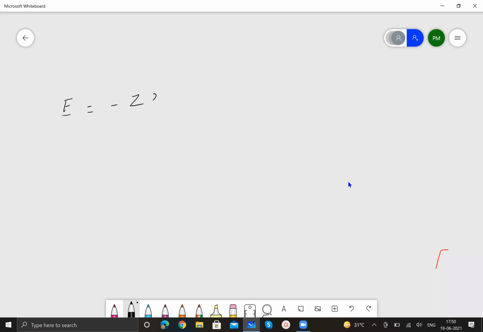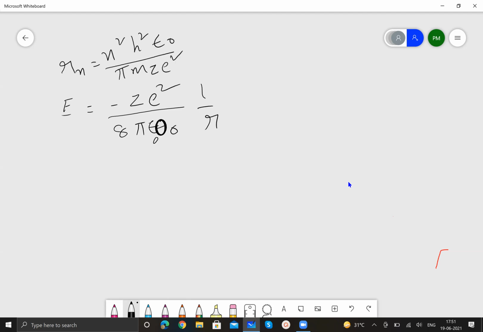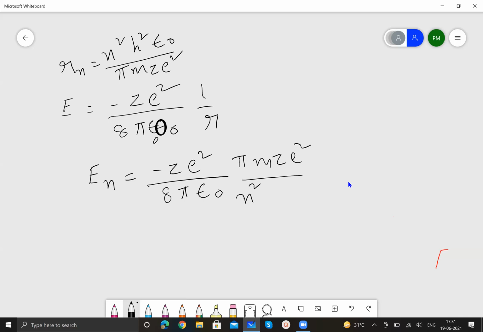Okay. So, I got E is equal to minus ZE square by 8 pi epsilon 0 into 1 by R. So, what is this R here? N square H square epsilon 0 by pi m ZE square. Already we derived it. So, if you substitute in this, I'll get the energy of electron in the orbit with the principal quantum number n. I'm not showing the simplification. So it is minus ZE square by 8 pi epsilon 0 into pi m ZE square by n square H square epsilon 0.